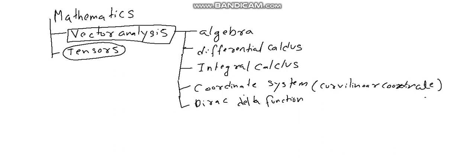So these are the mathematical parts. After this, I'll start the whole theory of electrodynamics. One thing, I'm not going to explain the tensor. Just after this Dirac delta function, I'll move on to the entire electrodynamics. First of all, I'll explain the electrostatic part.